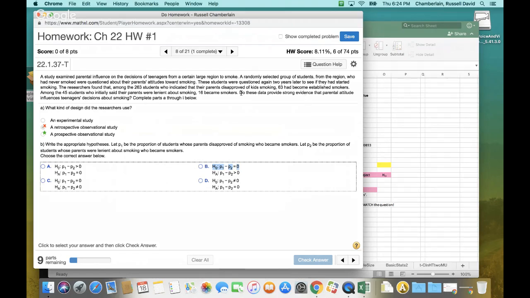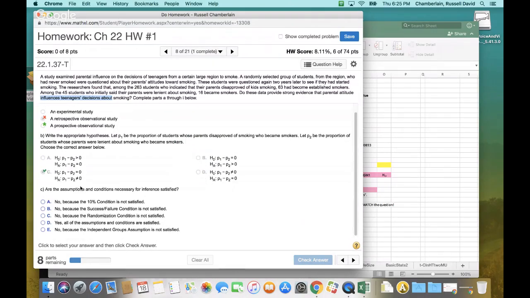So the question is, do these data provide strong evidence that parents influence teenagers' decisions about smoking? We don't actually know if they're influencing in a positive or negative way. We just know that there might be a difference.